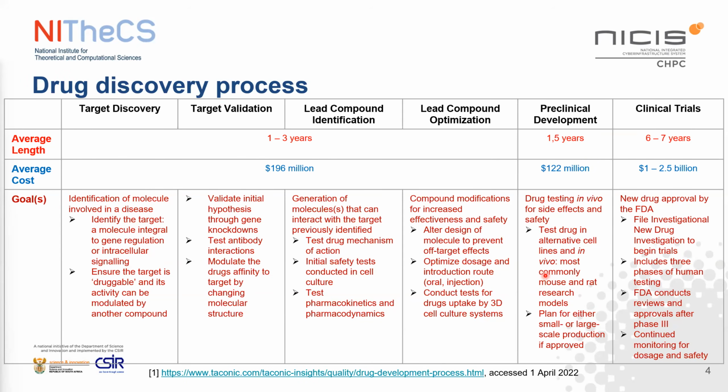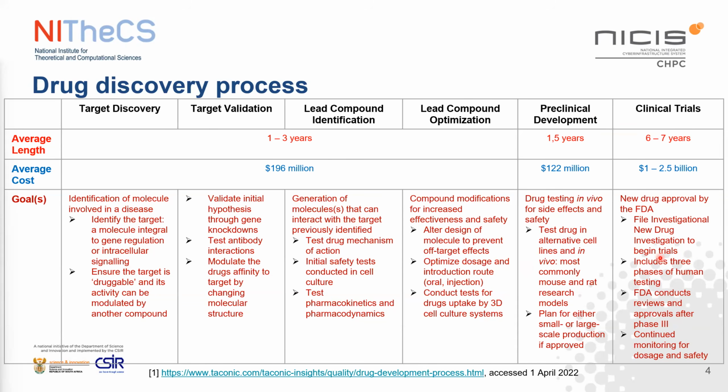We then do the preclinical development. If all of these phases pass, right, so you get to the preclinical development. Now in this preclinical, you have to test the drug in the alternative cell lines and in vivo. Most commonly, people use mice or rats in research. So when they're trying to test these things, and then you plan for either small or large scale production if approved, right? Then the final step is the FDA approval. That's where your clinical trials comes in. That's the longest process from all of us. And as you see there, it's like 6 to 7 years, right? So your new drug is approved.